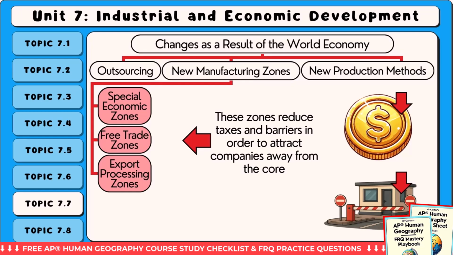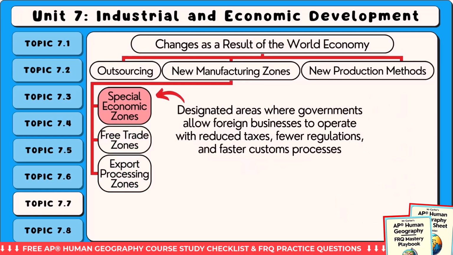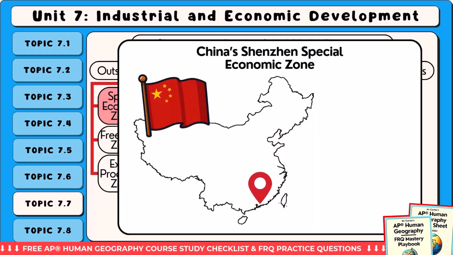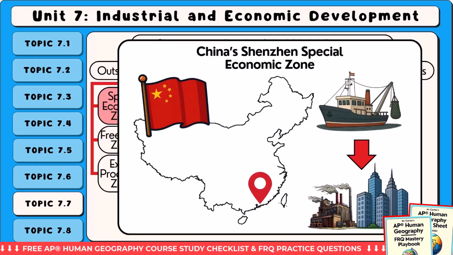briefly explain each one. Special economic zones are designated areas where governments allow foreign businesses to operate with reduced taxes, fewer regulations, and faster customs processes. China's Shenzhen Special Economic Zone is one of the most famous examples, transforming from a fishing village into a global manufacturing hub in just a few decades.